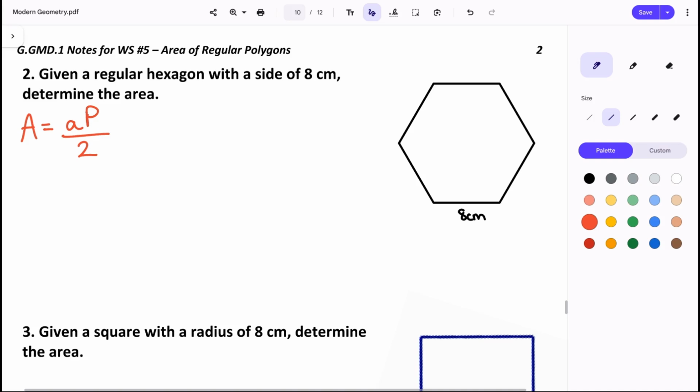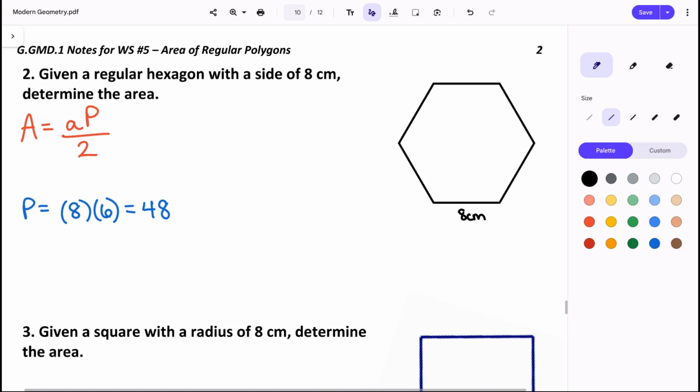Yeah, you would do 8 times what? How many sides does the shape have? 6. So you would take 8 times 6, so your perimeter would be 48. Okay, that's not so bad. But I'm missing my apothem this time. I still need to find that. So let's think about what we would do as far as our little triangle goes.